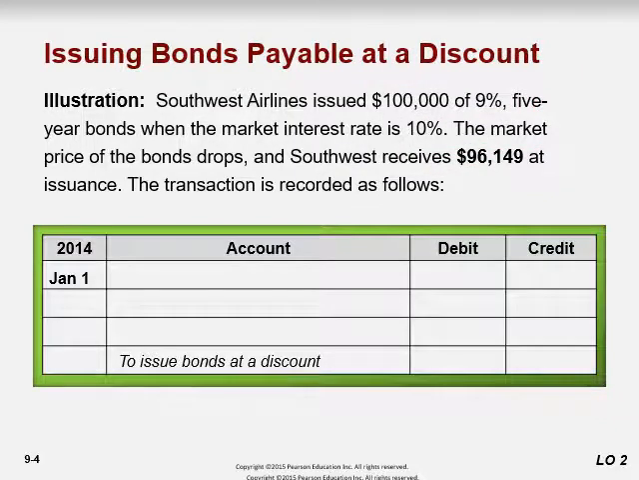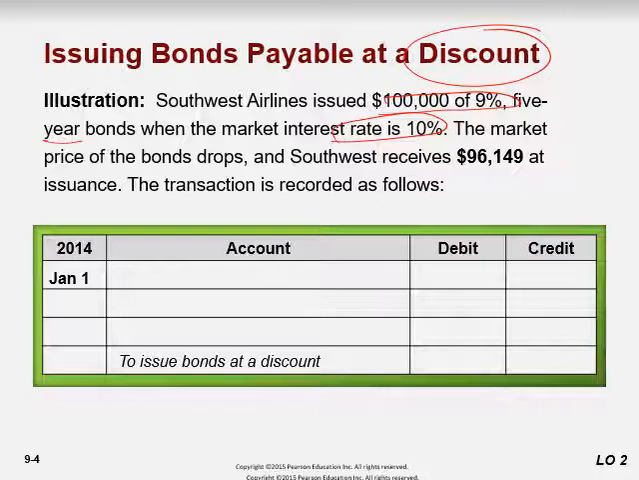Now let's go towards a more real example. That is because during the life of the bond, the market rate changes. It is subject to going up and down according to market conditions. So let's talk about that. We have a new example of Southwest Airlines, which issued $100,000 worth of bonds at 9%, 5-year maturity, when the market rate is 10%, right? So just pause the video and try to understand whether this is a case of discount or premium, right? So think about that.